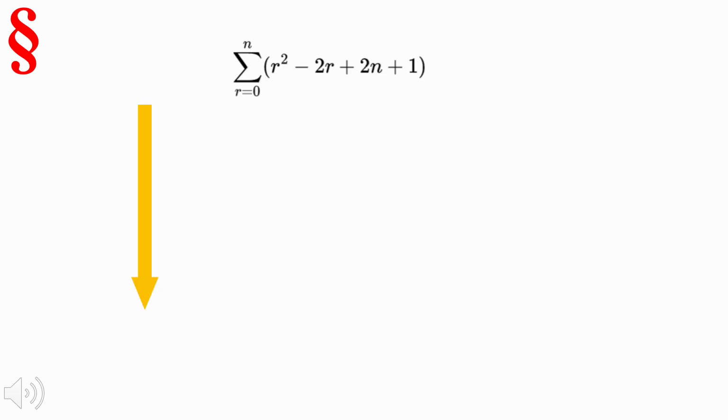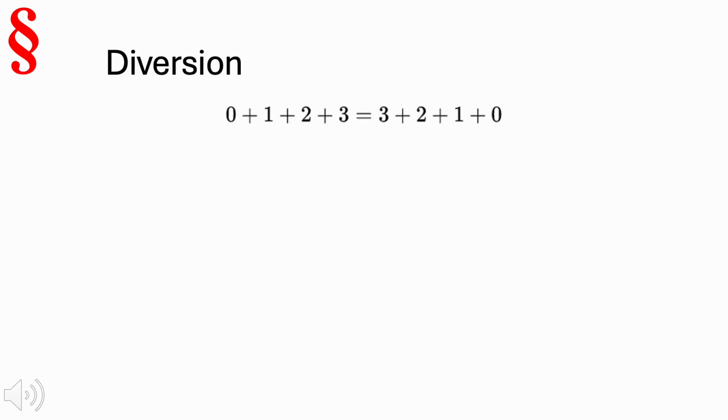Let us try. First we combine minus 2r and 2n, and factorize 2. Before the next step, consider a little diversion. Note that 0 plus 1 plus 2 plus 3 equals 3 plus 2 plus 1 plus 0. In other words, the sum of r, for r equals 0 to 3, is the same as the sum of 3 minus r, for r equals 0 to 3.